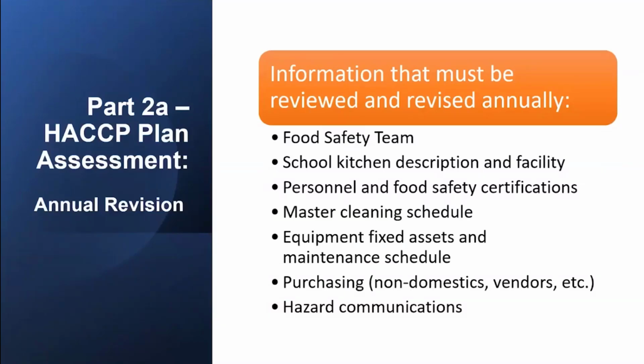Part 2A, the annual revision, contains the following information that may only need to be revised, as I said. It doesn't need to be completed from scratch each year, just updated as information changes. So that includes your food safety team, school kitchen description and facility information, personnel and food safety certifications, master cleaning schedule, equipment fixed assets and maintenance schedule, purchasing information such as your non-domestic lists and vendors, and hazard communications.